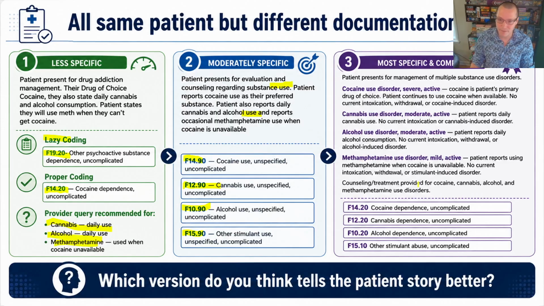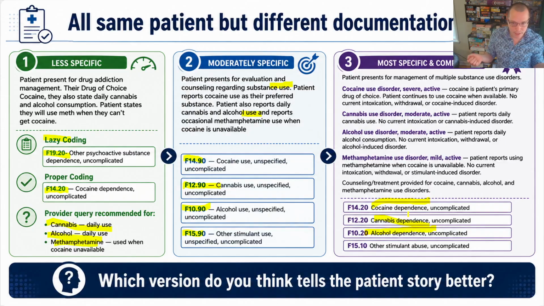And finally, methamphetamine use. Now, as you see, we can actually use cocaine dependency, cannabis dependency, and alcohol dependency. All these are obviously HCC codes, and it tells the story quite a bit better. So, once again, which version do you think tells the patient's story better? This is why it's so important that you document as much as possible.